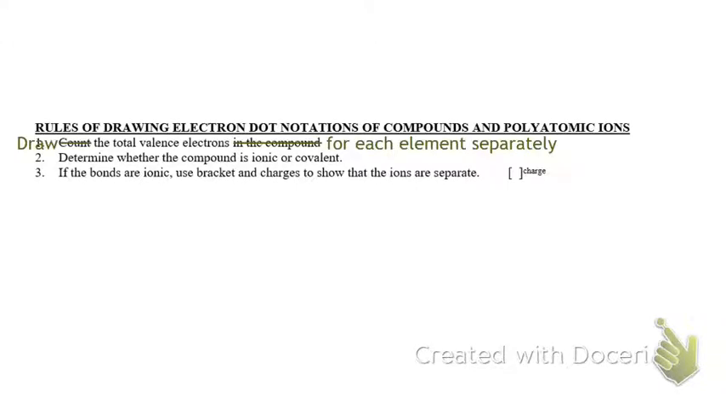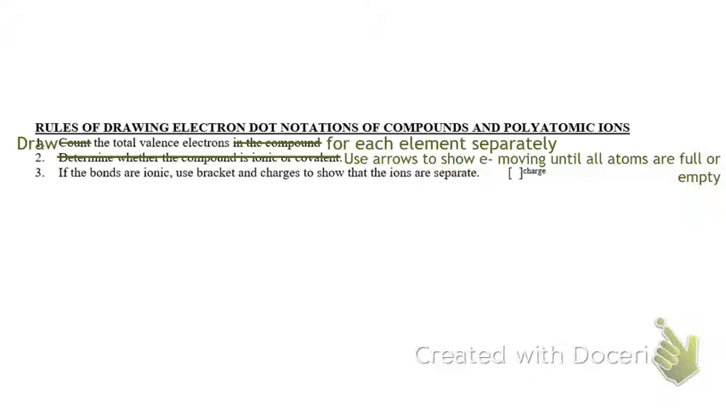So first rule, we've got to cross out a few things. The first thing we're going to be doing is drawing each individual element separately. Whichever elements it tells us to bond together, we're going to draw each of those separately with the valence electron dots that they need. Then just cross out that entire second step. We're going to actually show this transfer, this movement of electrons.